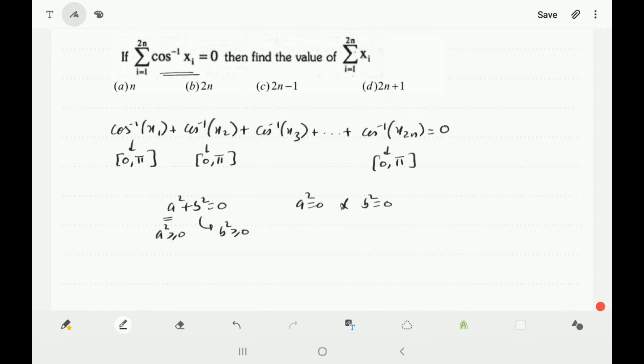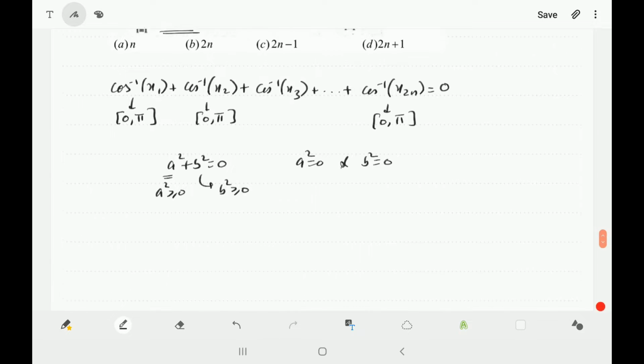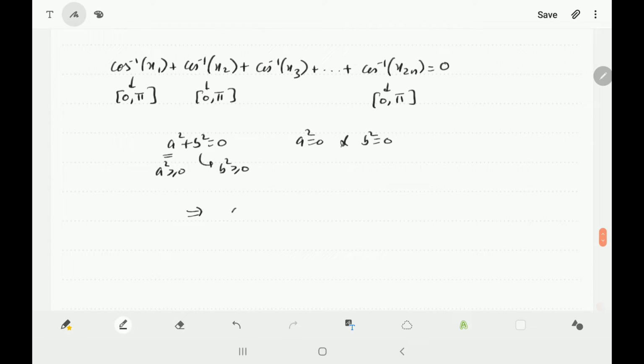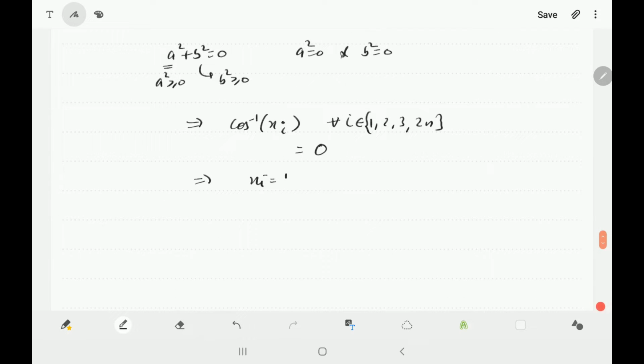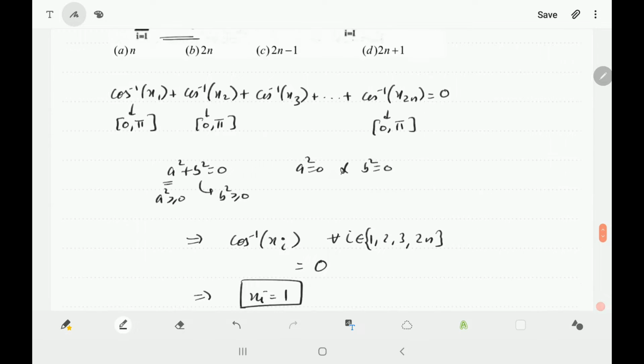Okay, similarly here cos inverse x1 has a minimum value 0, cos inverse x2 also has a minimum value 0, cos inverse x2n also has a minimum value 0. So the sum of all these values will be 0 if and only if all these individual terms will take value 0. So we can say that for all i belonging to 1, 2, 3 so on to 2n, all these values cos inverse xi should be equal to 0. Then only the sum of all these terms will be equal to 0. So we can say that xi will be equal to 1 because cos 0 is 1. So all these xi's will be equal to 1.